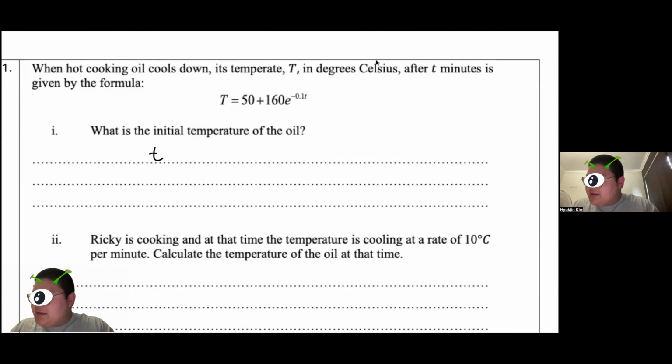Many of you were good at it, so I'm happy. Capital T equals 50 plus 160, which is 210 degrees.